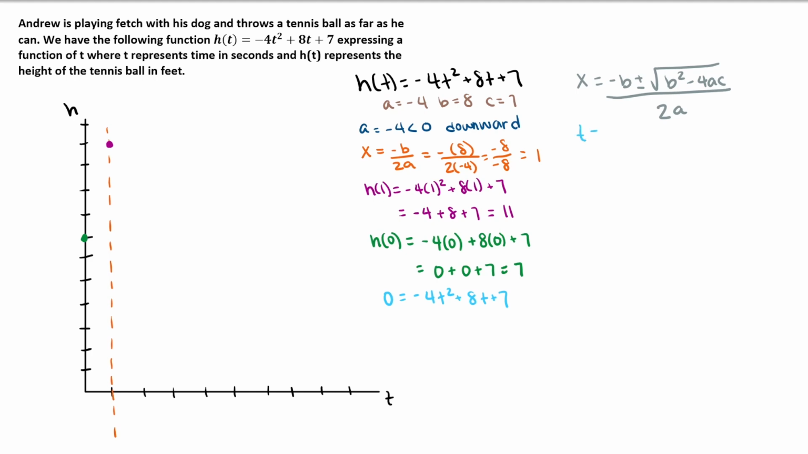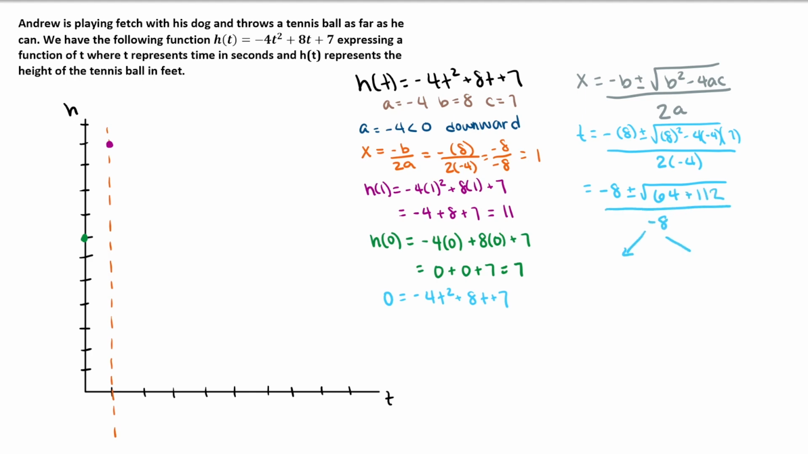So t equals -8 plus or minus the square root of 8 squared minus 4 times -4 times 7, all over 2 times -4. Simplifying this, we get -8 plus or minus the square root of 64 plus 112, all over -8, which is -8 plus or minus the square root of 176 over -8, which gives us two answers, -0.65 and 2.66.